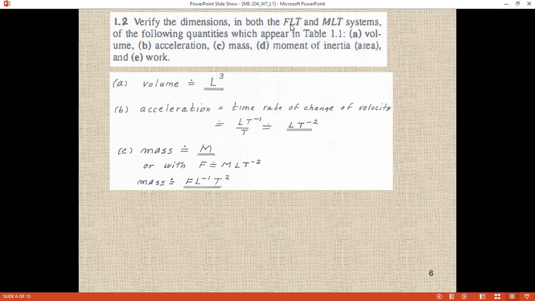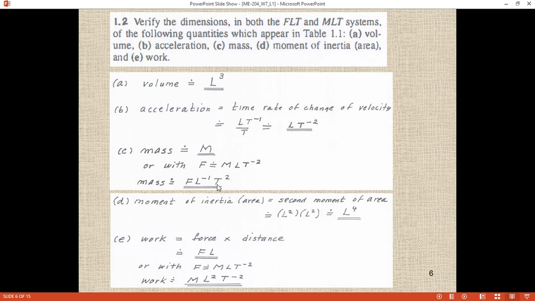But in the FLT system, mass will be equal to what? We know that force is equal to ma, so the mass will be equal to force divided by acceleration. So force is replaced by F divided by LT minus 2. When you take it up, L will come up, so it will become L minus 1, and the T minus 2 will change into T plus 2. So the mass in FLT system will be equal to F L minus 1 T square.